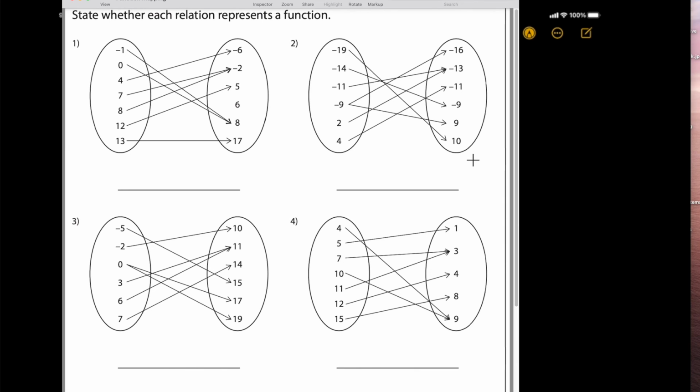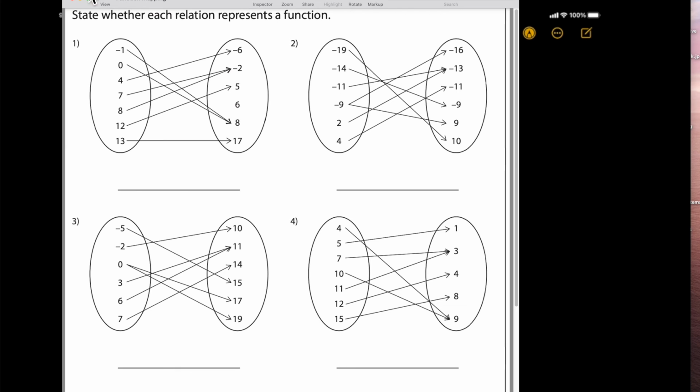This has 1 output. 1 output. 1 output. Now look at this -9. 2 outputs. No good. That's like asking Jerry, what's your favorite ice cream? And he gives you strawberry and he gives you vanilla. This is not a function.